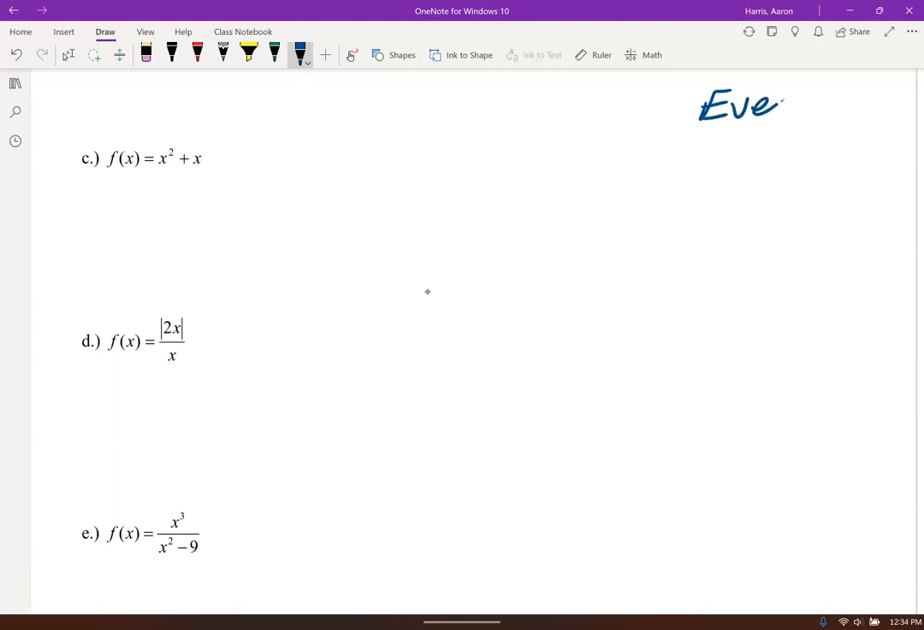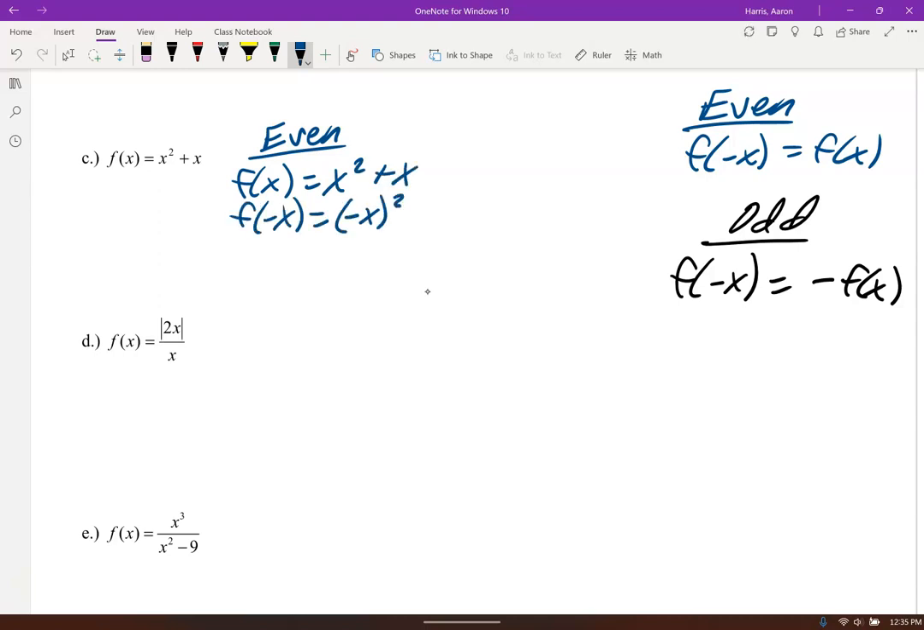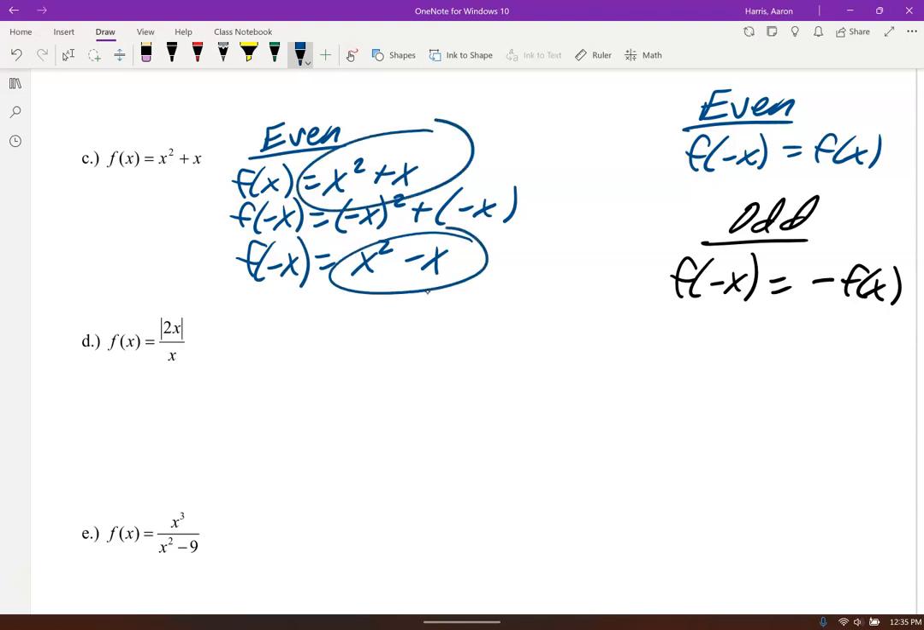Again, we're testing, is it even? Do I get this? Or is it odd? When I plug in negative x, do I get negative f of x, or is it neither? So let's test it first. Is it even? Here's f of x. Plug in negative x. And I say, is that the original? Is this and this the same? No. So it's not even.